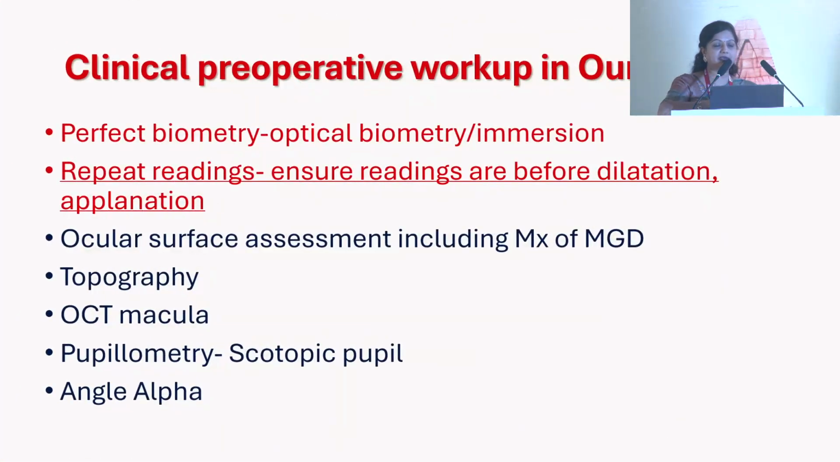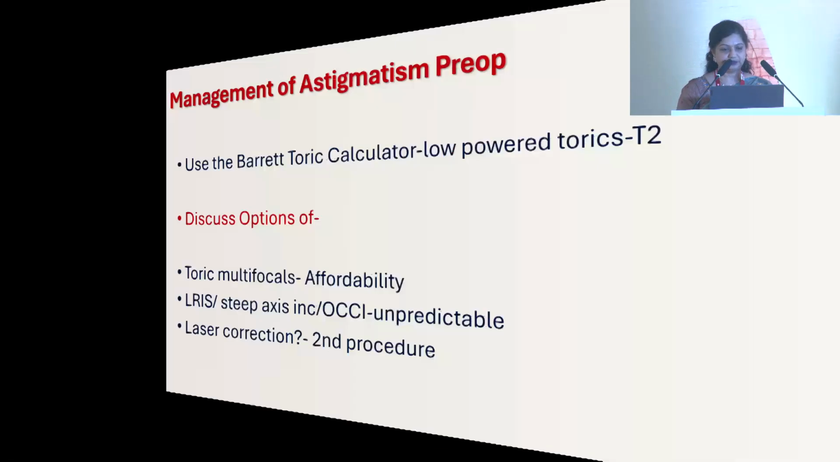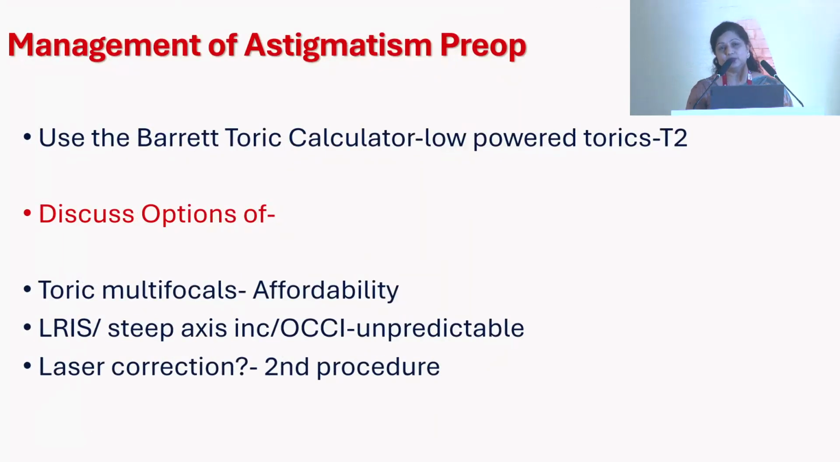In our center, we make it a point to do biometry on a virgin cornea, even before dilatation or applanation. Obviously, we look at the ocular surface, topography, OCT, pupillometry, and angle alpha before the surgery is done. If we ask what the threshold is for deciding whether a patient needs a toric or not, what we usually do is put the K1, K2 on the Barrett toric calculator, and if it shows a toric, you go in for a toric.